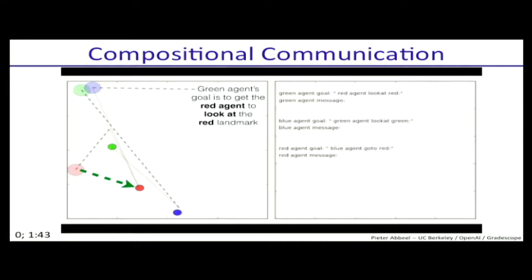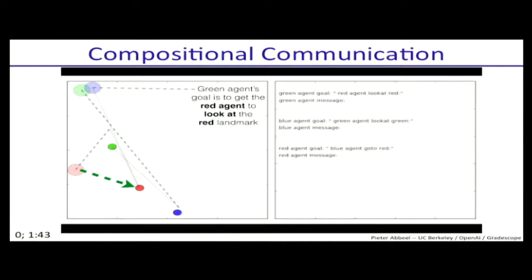That is this. The blue agent is being told that the green agent should look at green, and then the blue agent should go to red, is what the red agent knows. That's the starting configuration. And so what you'll see happen is that over time, these agents will emit communication symbols.